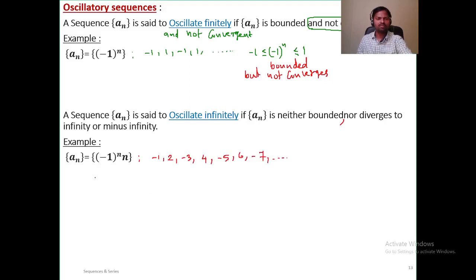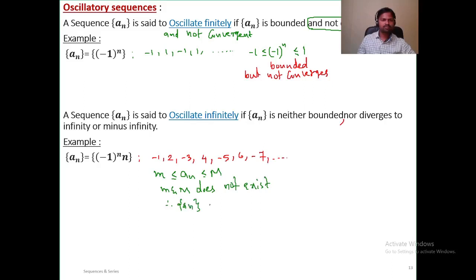Okay. Now, is it bounded? You cannot find a small m and a capital M such that m is less than or equal to a_n, which is less than or equal to M. Such an m and M do not exist. Therefore, the sequence a_n is not bounded. What about the convergence status?